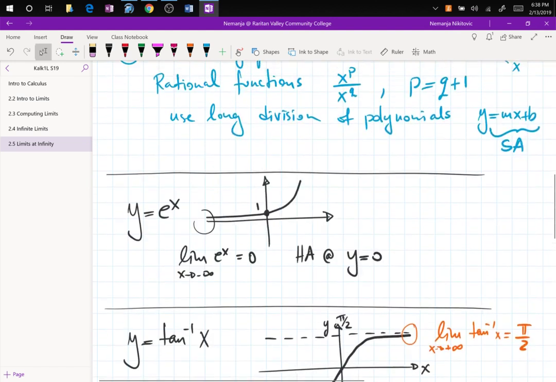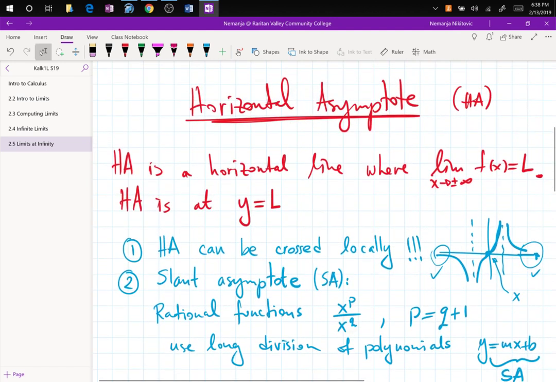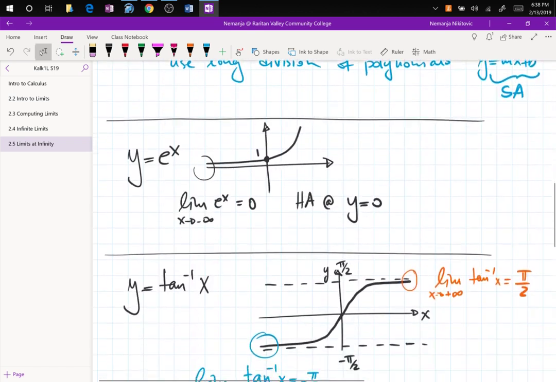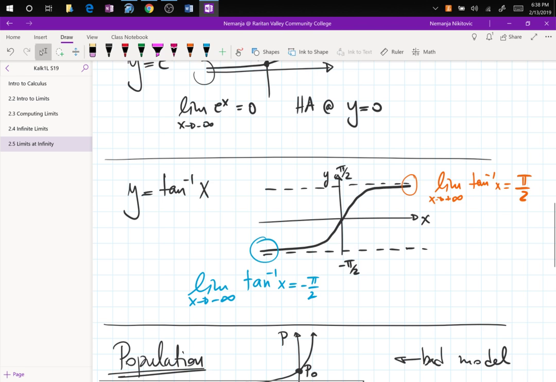So these are all examples for horizontal asymptotes where you get to take the limit and look at infinity to decide. So you see that over here, x goes to positive infinity. So I drew an orange circle above and said as x is going to the right forever, you see that the y value of the function is getting capped at pi over 2.